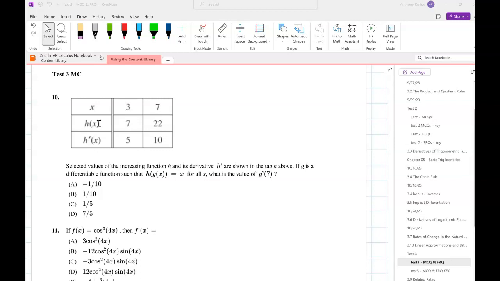Once we know that g of 7 is 3, then we have h prime of 3. Now we can go to our table. h prime of 3 is 5, so I have 1/5 as my answer.